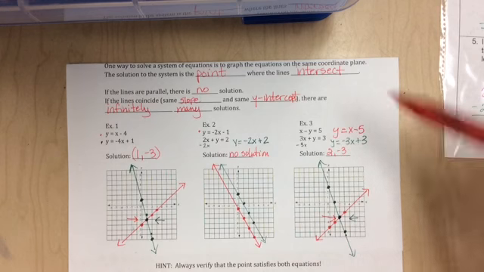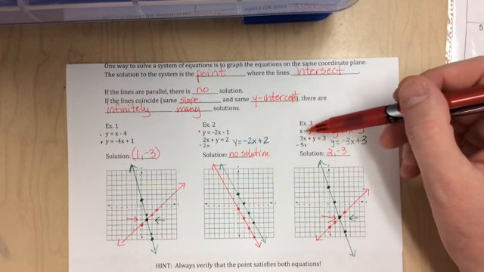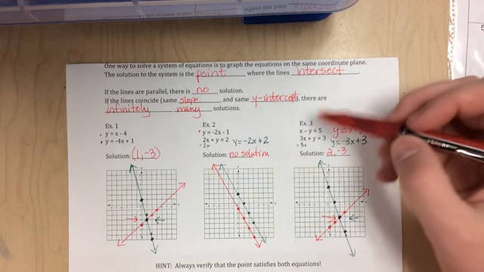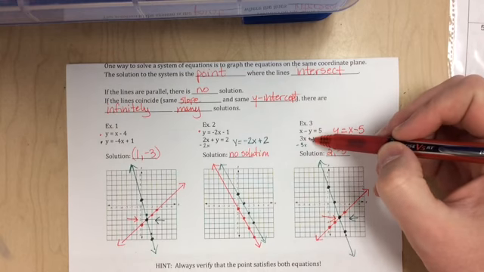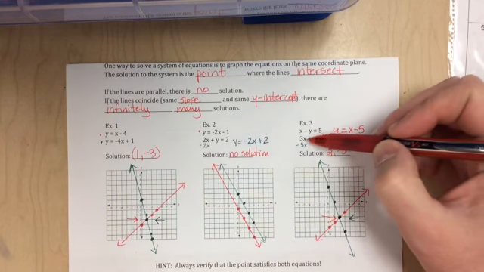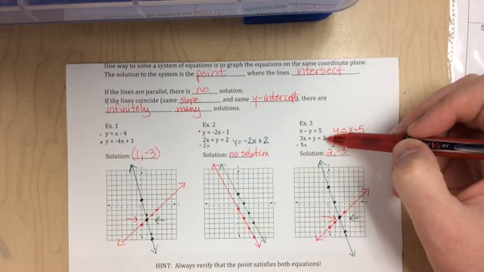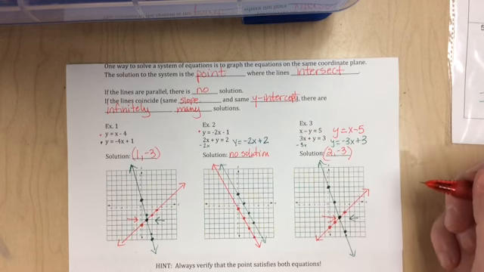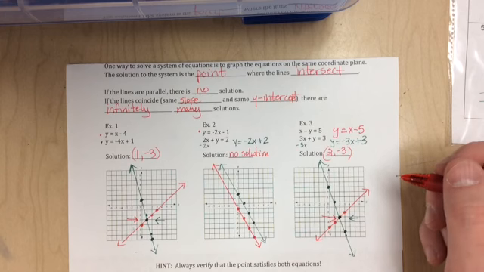So let's plug it in and see. Is 2 minus negative 3 5? Absolutely. What about 6 plus negative 3? 6 plus negative 3 are the same as 6 minus 3, and that's 3. So yes, 2, negative 3 is the solution to this system of equations.